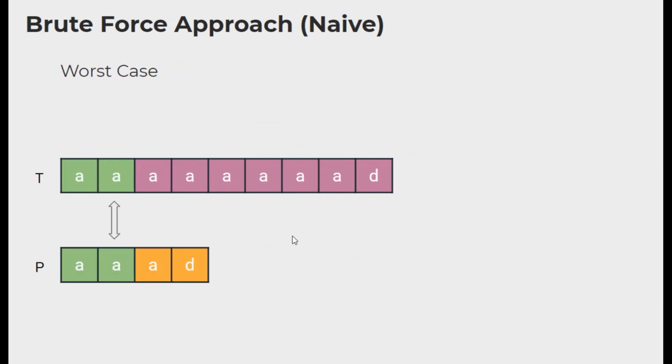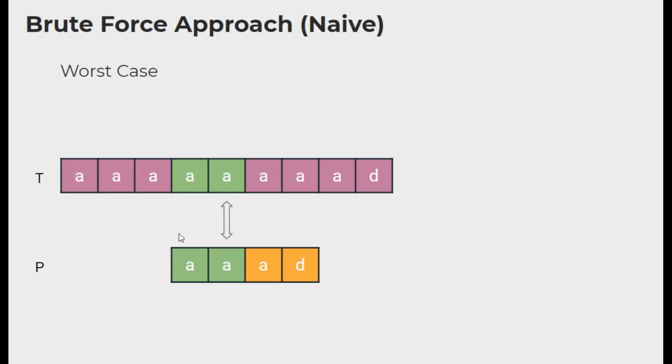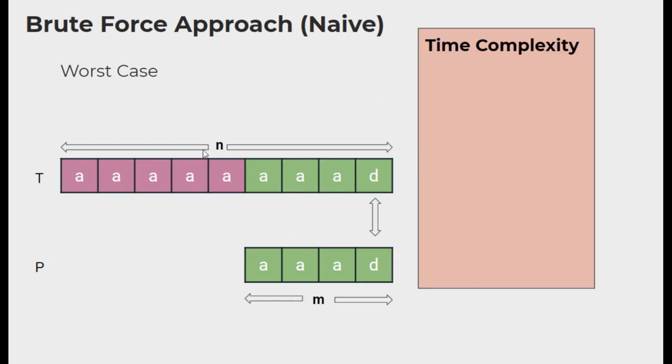Consider this worst case example of brute force. Whenever there is a mismatch, the text pointer is moved backwards and we are doing a lot of comparisons. Clearly, brute force is not doing well when we have more repeated characters like this in both the text and the pattern. Say the text is of length n and the pattern is of length m.